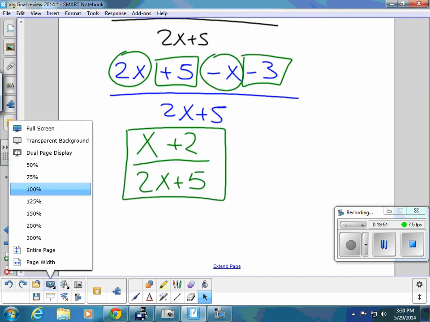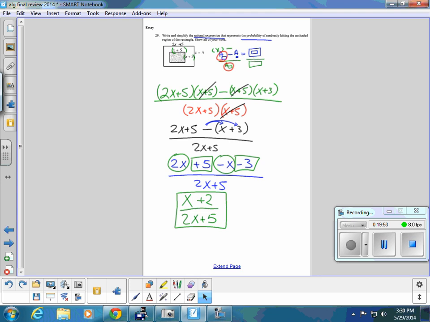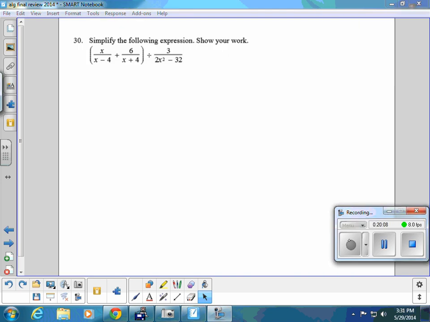So let me zoom that out so you can see the whole picture here. And we've seen this question before. So you set it up, you cancel, make your life easier, distribute, subtract, or combine like terms, and then you have a probability at the end.